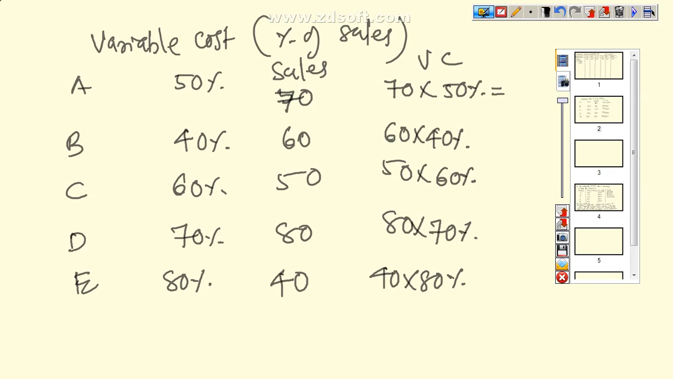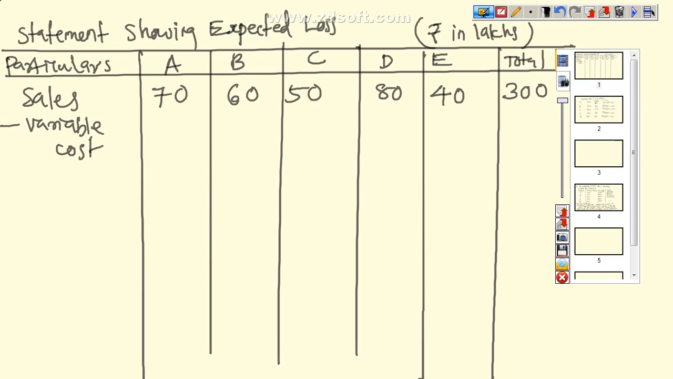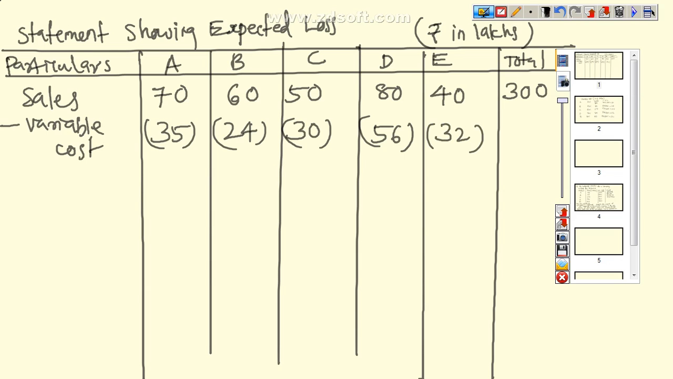That is equal to 35, 24, 30, 56, 32. So we write it in this table: 35, 24, 30, 56, 32. Total is equal to 177.